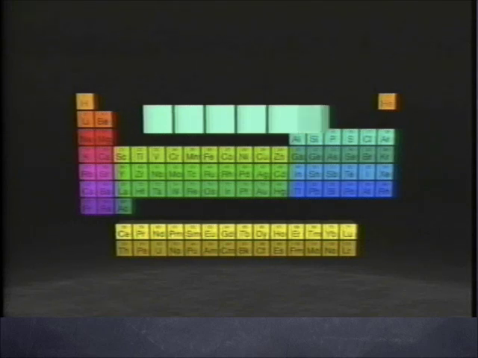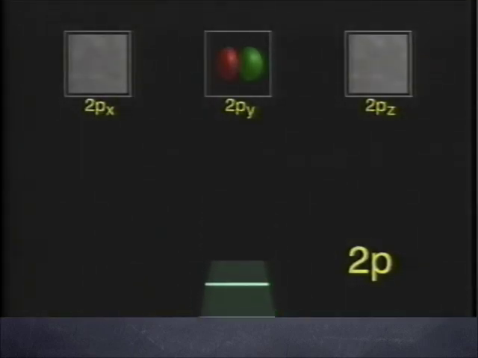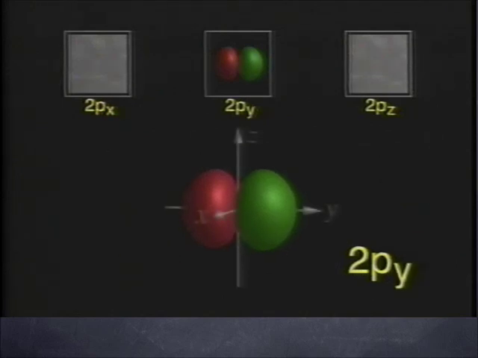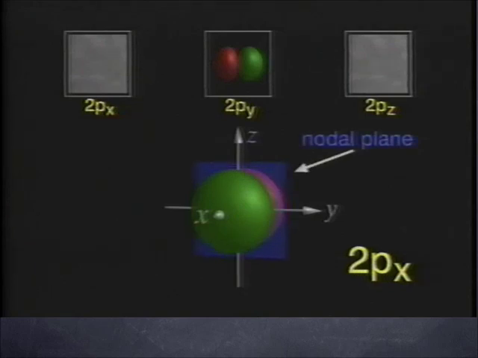The next 6 elements have electrons in the 2p orbitals. Each 2p orbital points in a specific direction, unlike the spherical s orbitals. The surface encompassing the 2py orbital points primarily along the y-axis. A nodal plane, in which the electron is never observed, is located in the xz plane. The 2px orbital is identical to the 2py orbital, except that it points primarily along the x-axis. The nodal plane is the yz plane.